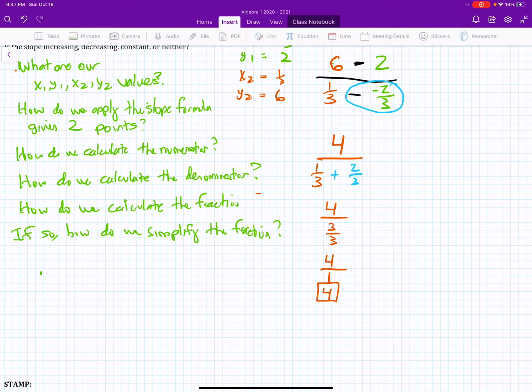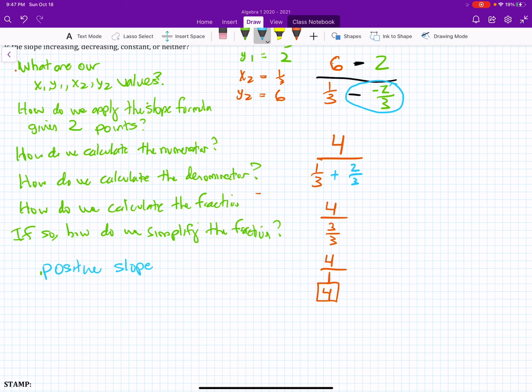Okay, now let's talk about 4. It is a positive slope, therefore it is increasing. Also, as a positive 4, it is a natural number. It is a whole number. It is an integer. It is rational. And most importantly, it's real.